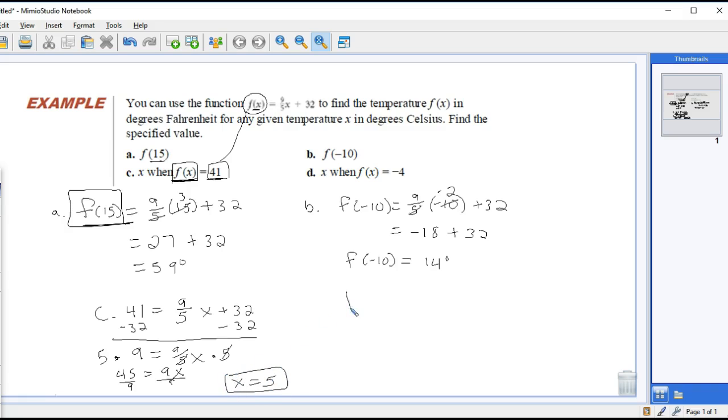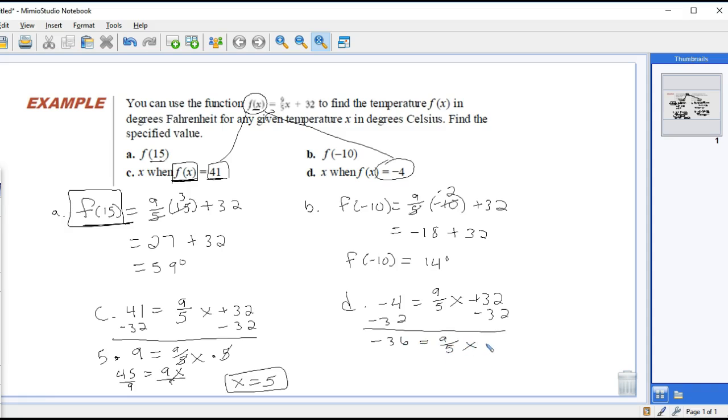All right, and then the last one, D. Find x when f of x equals negative 4. So the same deal as the last one. We're going to plug in negative 4 in for f of x. We're going to have negative 4 equals 9 over 5x plus 32. And now we just have to solve for x. Subtract 32, just like we did the last one, minus 32. And that will give us negative 36 equals 9 over 5x.